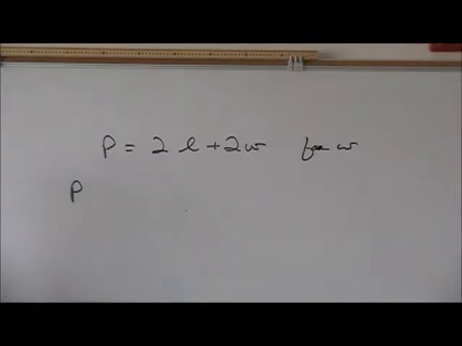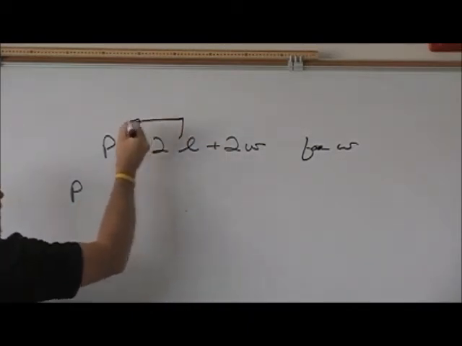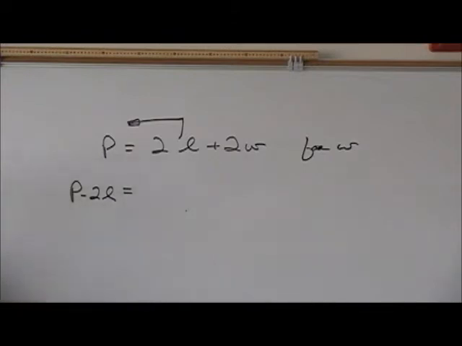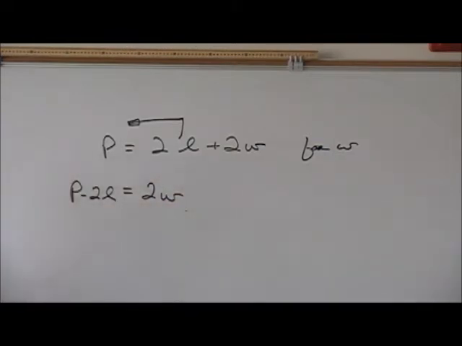They're different things, right? But when I move the 2L on this side, what happens to it? It changes its sign, in this case to negative. I'm keeping my equal sign stacked. And what's left on the right-hand side? 2W. 2W's, right, Nick? Excellent.